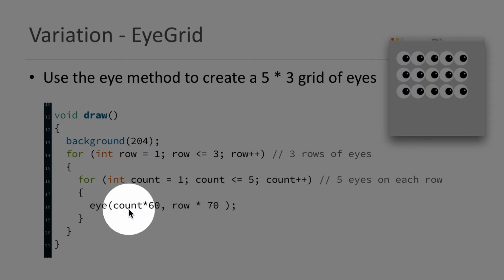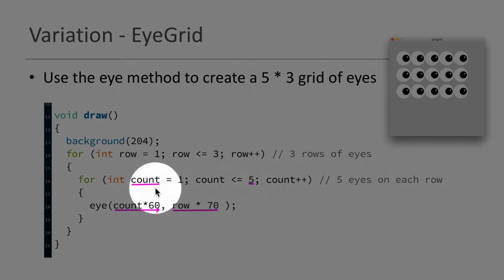Well, what I'm doing here is trying to come up with a number to specify the x position. And what I'm saying here is it's count multiplied by 60. And in this one, it's the row multiplied by 70. But what is count and what is row? Okay, so count is a loop counter variable. It starts at 1 and it goes to 5. We're incrementing count every time we go around the loop.